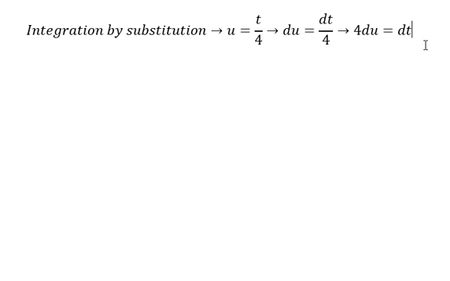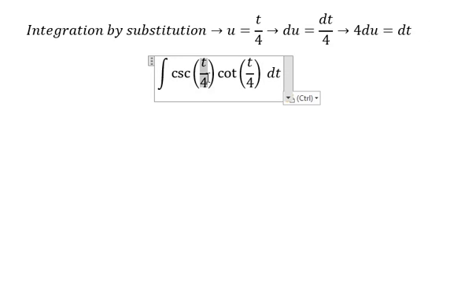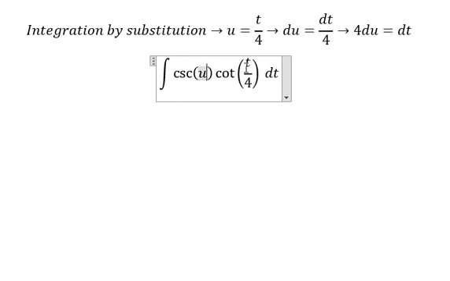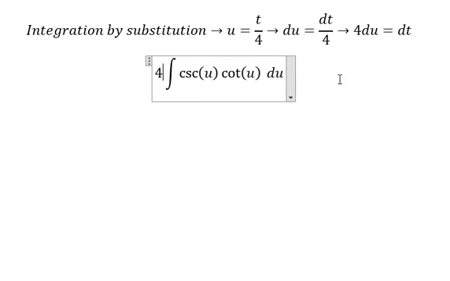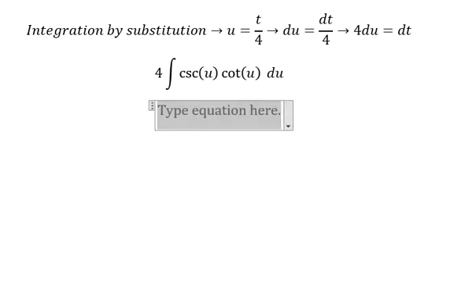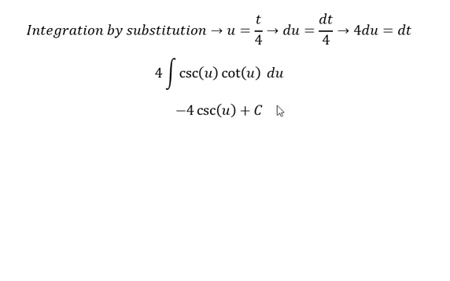So for this one, we change for u. Dt we change for 4 du. So the integration of this one, you will get negative 4 cosecant of u. And we put c. Then u is t over 4.